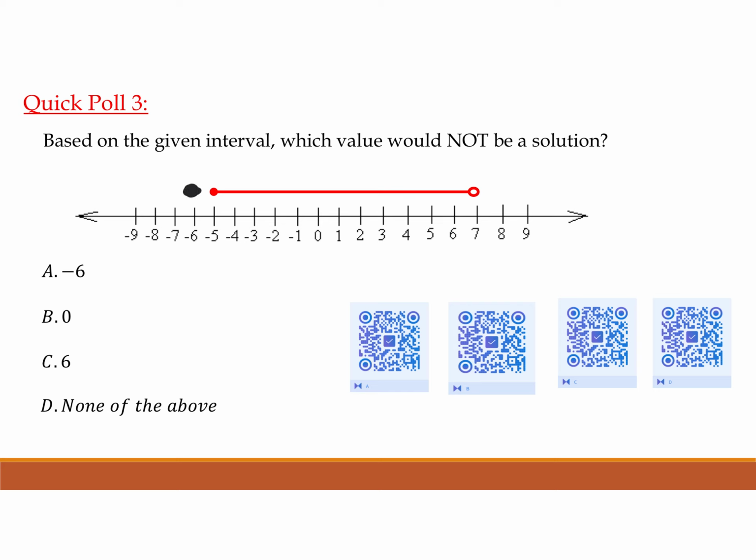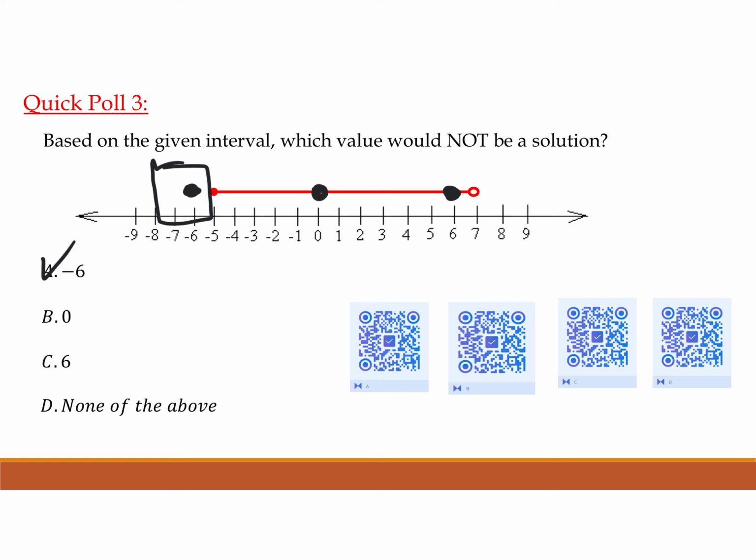-6 is here, 0 is here, and 6 is here. So if I look at those points on this number line, the point that is not in that shaded area is -6. So my answer would have been -6.